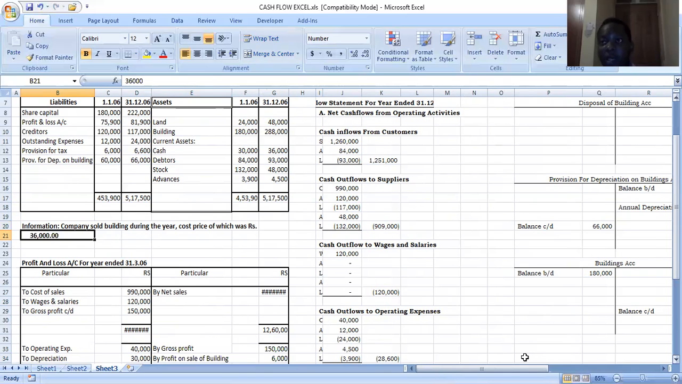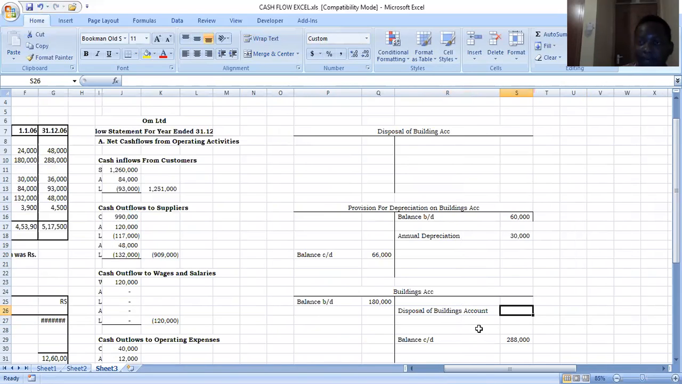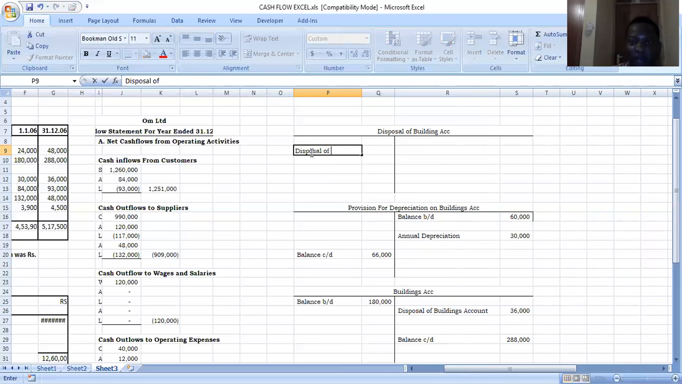The buildings account will go down, and it will go down by crediting the buildings account and debiting the disposal of buildings account. Therefore, you credit the buildings account using the disposal of buildings account. The buildings will go down by 36,000. So since we have credited the buildings account, we therefore debit the disposal of buildings account, 36,000 shillings.